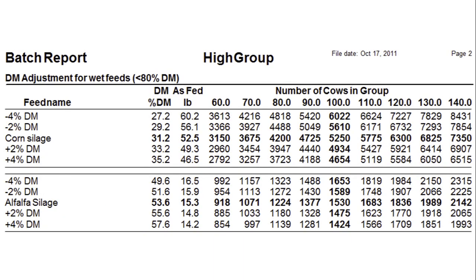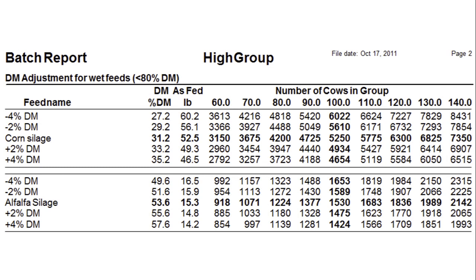Another nice feature, and this is on page 2 of that report, is that the batch report looks at changes in dry matter. And so now you can see my corn silage was listed at 31.2% dry matter. If the corn silage gets wetter, which means less dry matter, I'm going to add more total pounds.